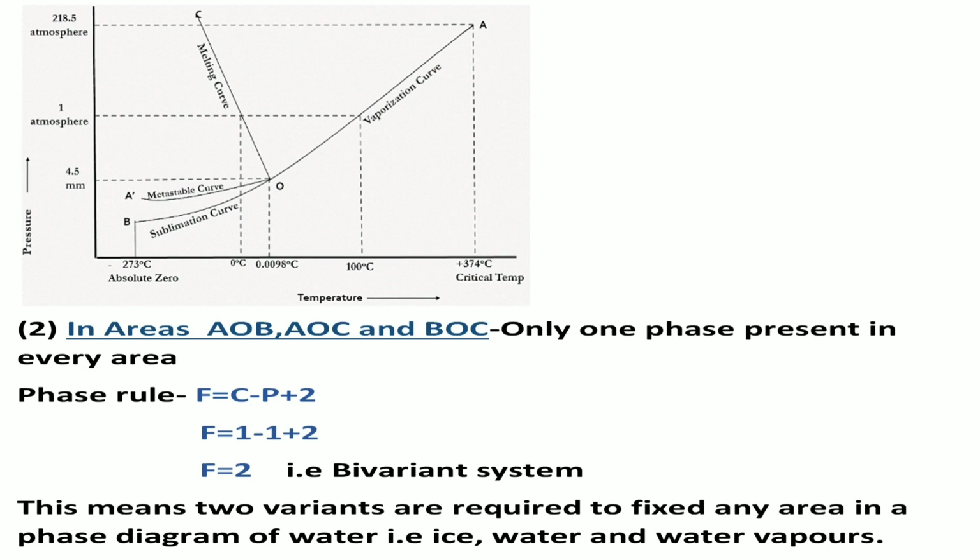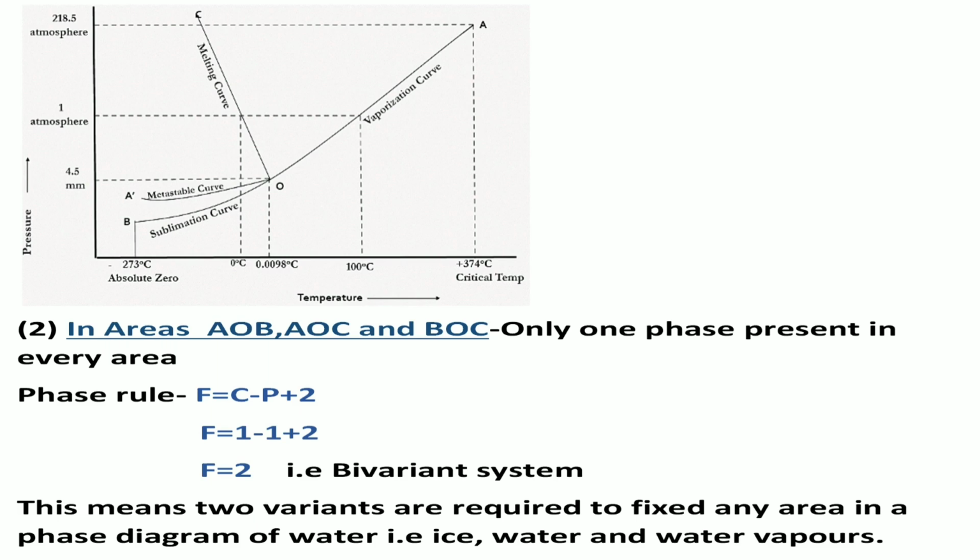After curves, let us apply the phase rule on areas. There are three areas in this phase diagram. In area AOC, the water phase exists. In area AOB, the water vapor phase exists. And in area BOC, only the solid phase exists, that is ice.